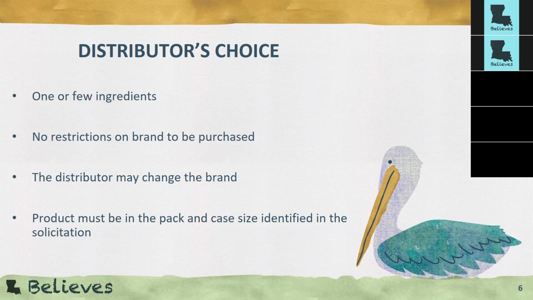The only requirement is the product in the pack and the case size identified on the solicitation document must be the same. For example, a case of pinto beans containing twelve 303 cans couldn't be substituted if the specification calls for six number 10 cans. And a 50-pound bag of sugar can't be substituted with two 25-pound bags of sugar. You may want to consider moving as many products as possible to distributor's choice because it reduces the time needed to develop detailed bid specifications.